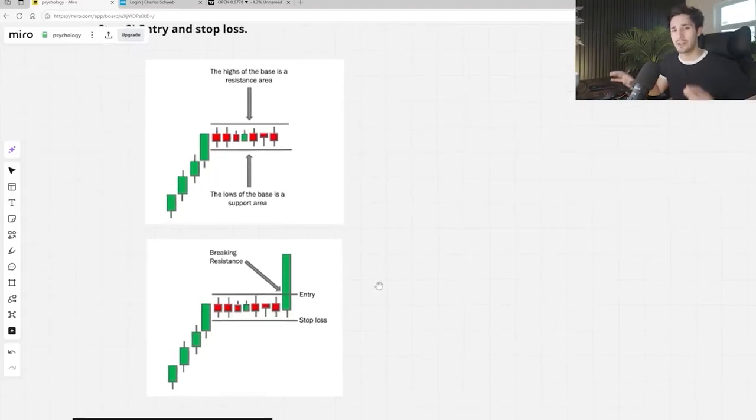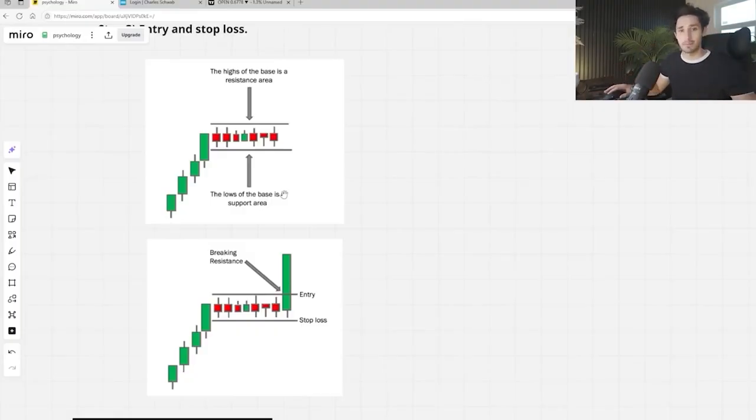And the reason that theory is important is because for the base breakout, we want to time our entry as prices are breaking out of that range, as they're breaking through that resistance at the top of the range. And we want to be placing our stop loss below the base, below the range. In other words, below the support area at the bottom end of this base. So entry over the base, stop loss under the base. That's just an easy way to think about it.